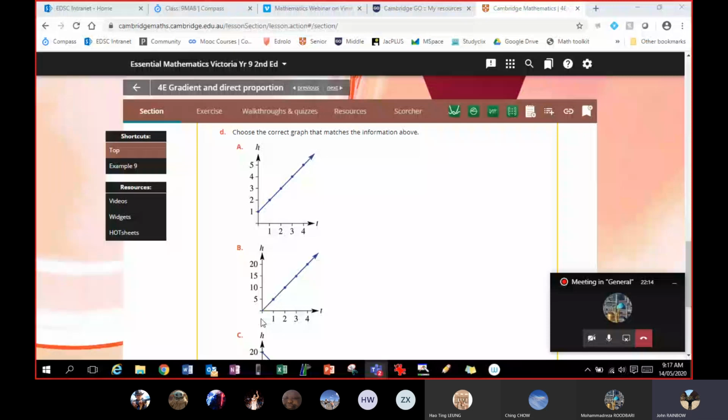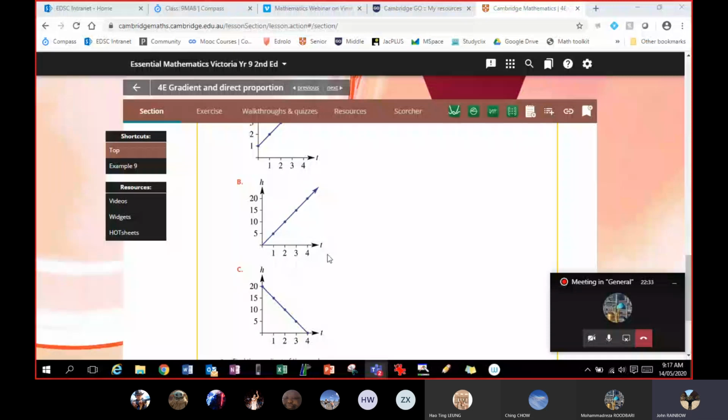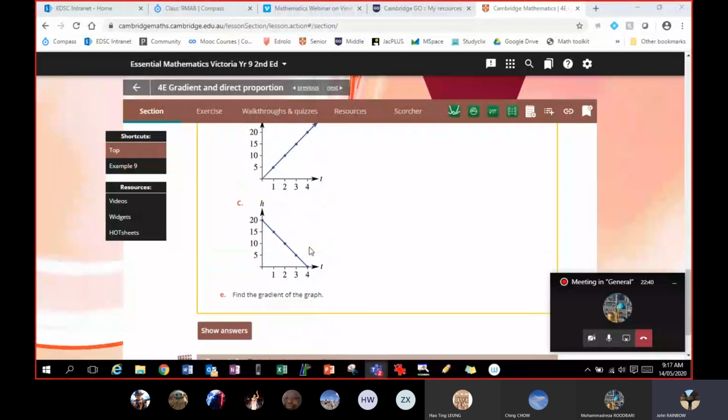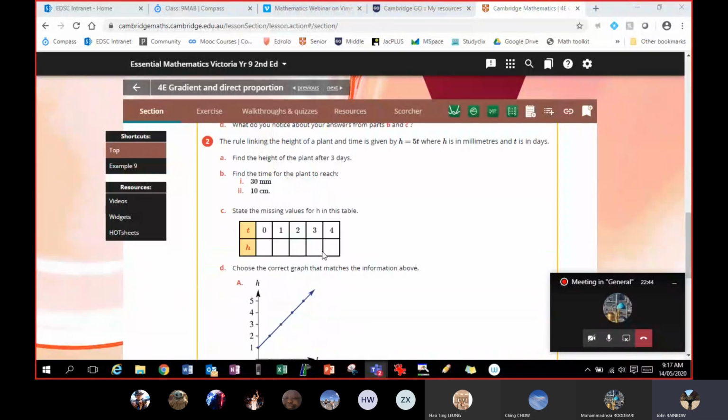Find the gradient of the graph. Well, the gradient is 5 because it's going 5 millimeters, because it's rise over run. 5 millimeters per day is what it grows at. So the gradient would be 5. But if we wanted to talk about what the rate is, I would say the rate of the plant's growth is 5 millimeters per day. So the rate and the gradient are pretty much the same.